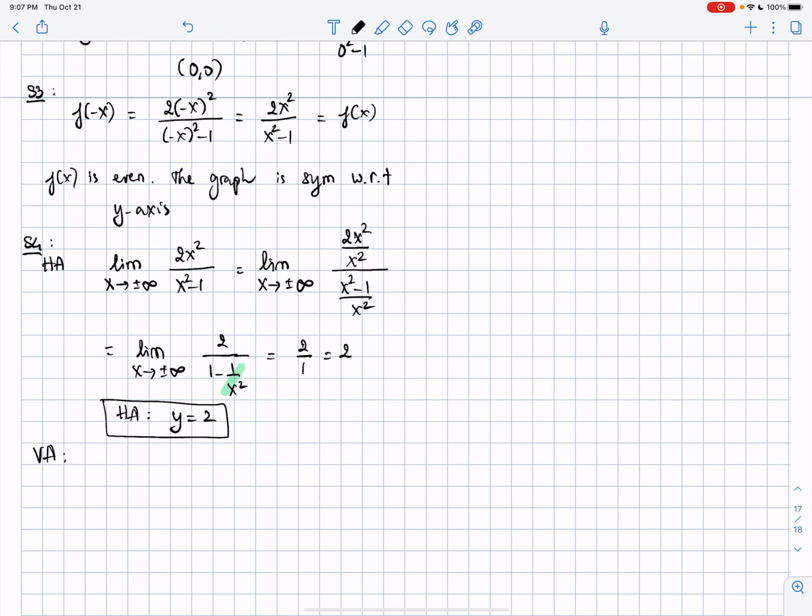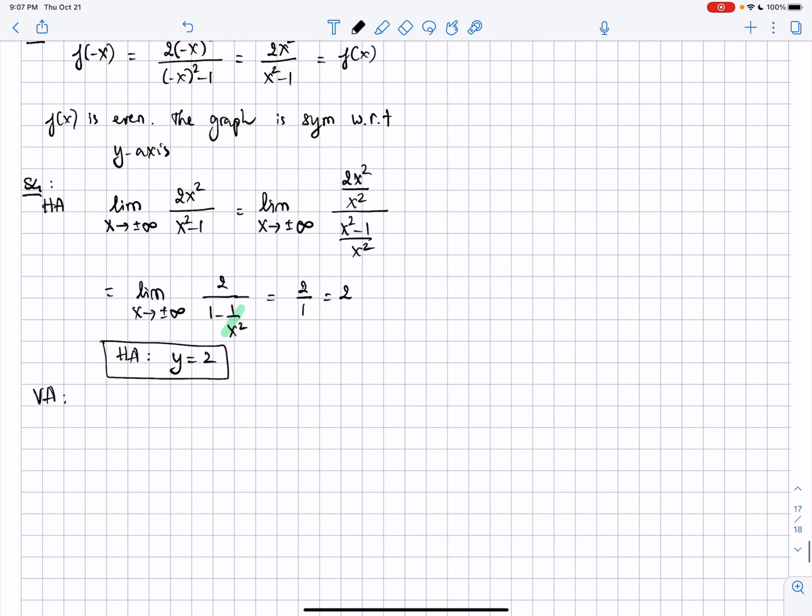Now to find the vertical asymptotes, we see that the denominator is 0 if x equals positive 1 and negative 1. The denominator equals 0 when x equals plus or minus 1. So that's why we compute the limit when x approaches 1 from the left side of the function f of x, and then we also compute the limit when x approaches 1 from the right side of the function f of x.